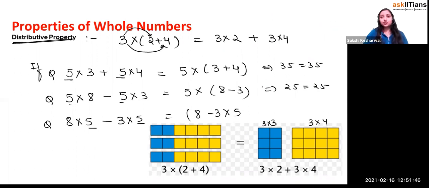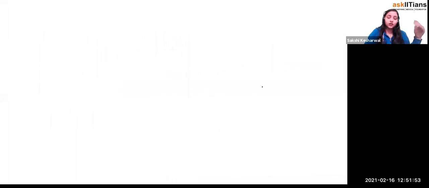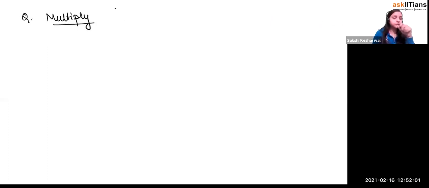So what happened? This distributive property, how is this useful? Sometimes when questions are given to solve, you can just break the number into various forms and get your answer. So if I give you the multiplication question 8 into 102, you can break this number into the nearest number. So can I break this as 8 into 100 plus 2?